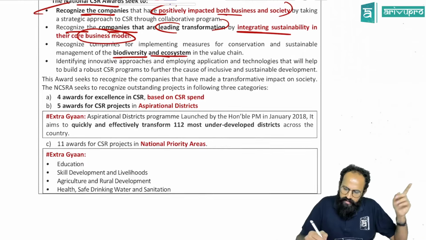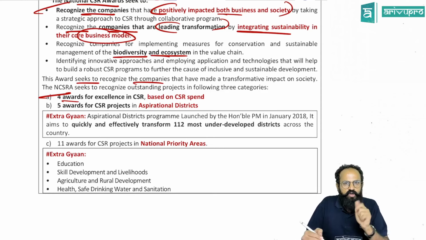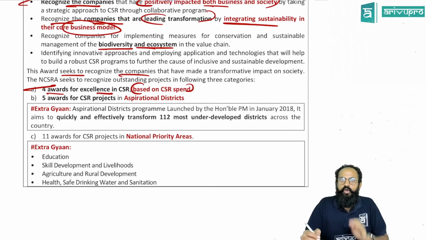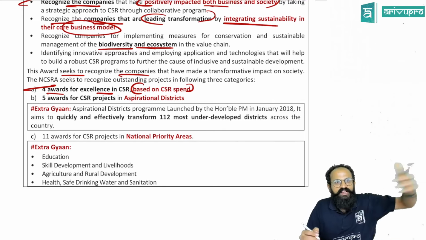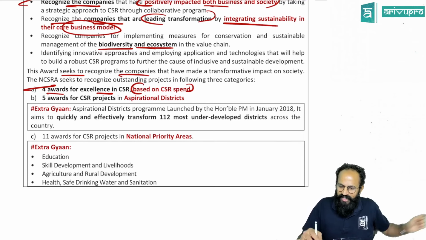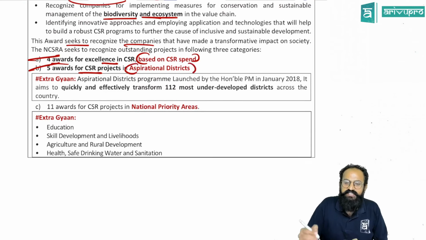Sir, how, sir? This award seeks to recognize these companies. So how many awards will we give? We will give people 4 awards. 4 awards for whom? For excellence in CSR based on CSR spend. So whoever spends more will get these 4 awards. Ankit will not get now. Spend more. 5 awards for CSR projects in aspirational districts.